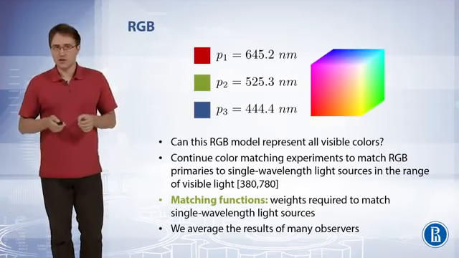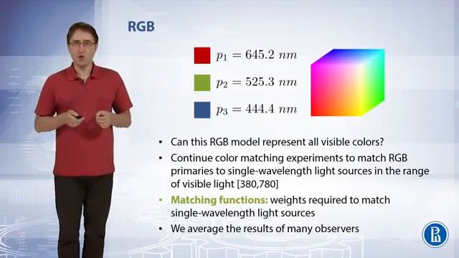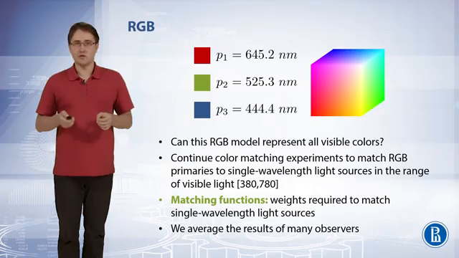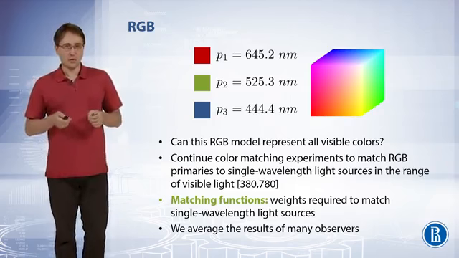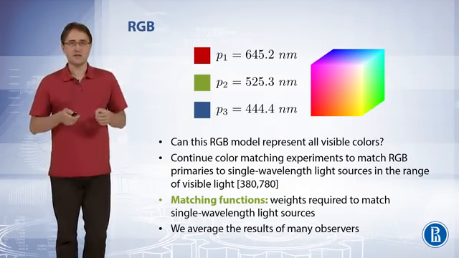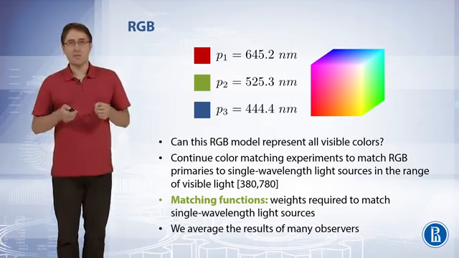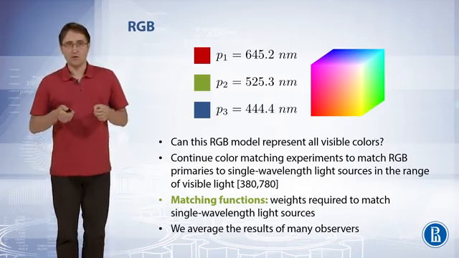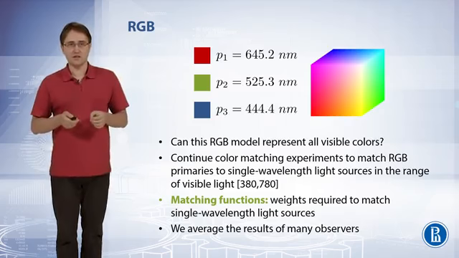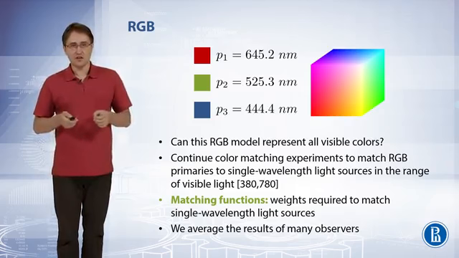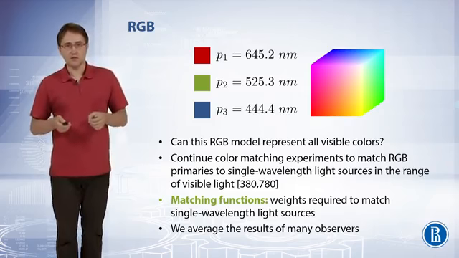The next question is, can this RGB model represent all colors that are visible to a human observer? To verify this, we can continue color matching experiments to match RGB primaries to single wavelength light sources in the range of visible light. The weights from these experiments will provide us matching functions. For each wavelength, we get 3 weights that are used to match the single wavelength light. We average the matching functions over many observers.